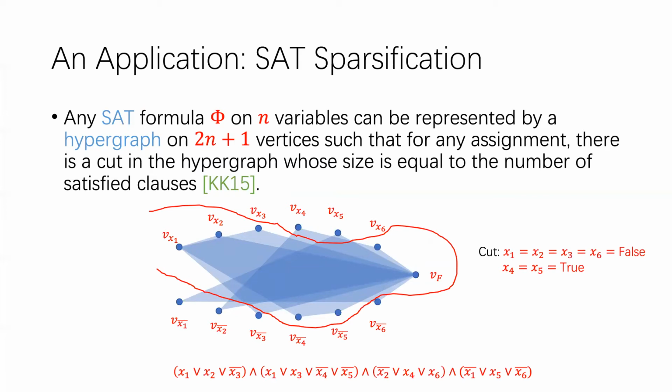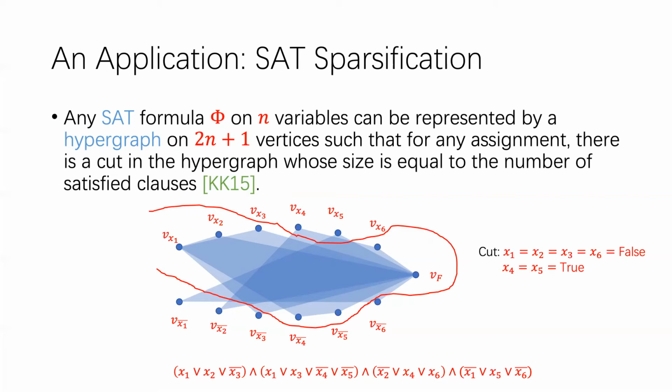We also have a special vertex vf. For any clause, we construct a hyperedge which contains each literal in the clause and also the special vertex vf. For example, for the clause x1 or x2 or x3 bar, we add a hyperedge which contains vx1, vx2, vx3 bar, and vf. For any assignment, we consider the cut which puts literals assigned false together with the special vertex f on one side and literals assigned true on the other side.